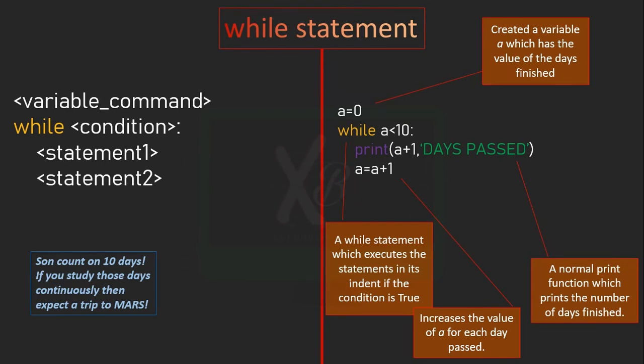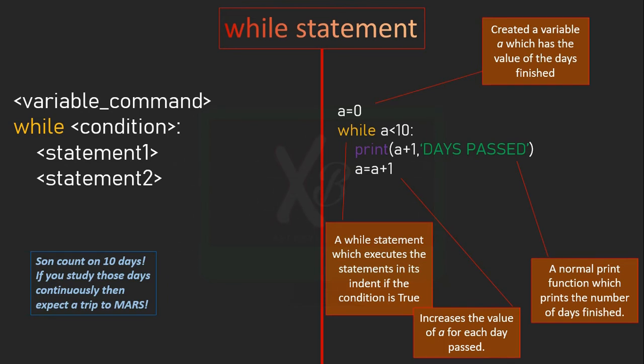So what happens from the next day onwards, this print a plus 1 days passed would be repeated. So the first day, next day it will be like 1 day passed, and then 2 days passed, 3 days passed, and so on. And then a is equal to a plus 1. So what I'm doing here is increasing the value of a for each day passed. So 1 day has been passed, so increase its value. Okay, so 1 plus 1 is 2, 2 plus 1 is 3, 3 plus 1 is 4.